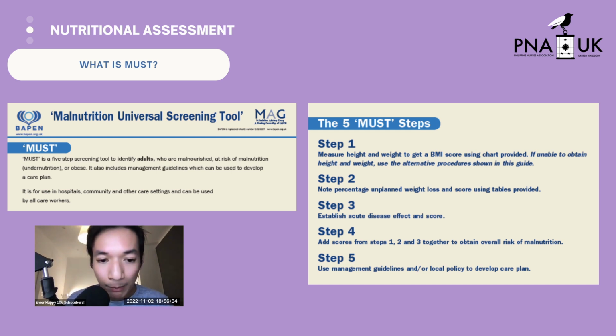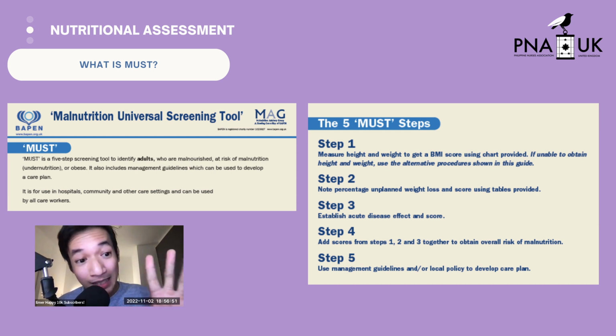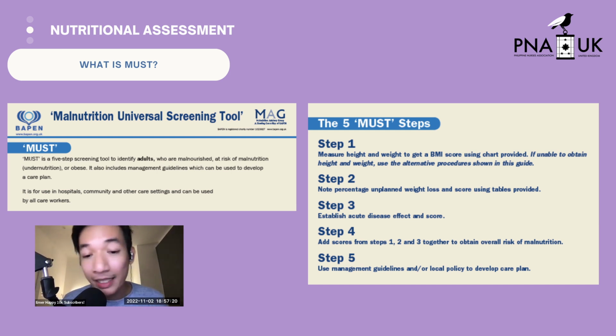So it was developed in 2003. Okay, so that is the history of your MUST. And there are 5 steps for MUST. And you can see it on your screen. So the definition of MUST is to identify adults who are malnourished, at risk of malnutrition or undernutrition or obese. Remember, obesity is also a form of malnutrition. And of course, it includes the management. So that is your step number 5, to develop a care plan.